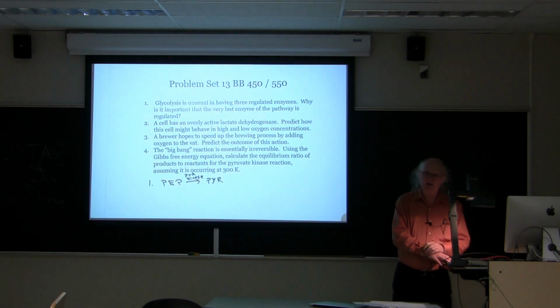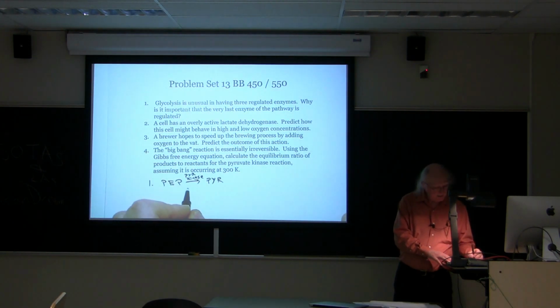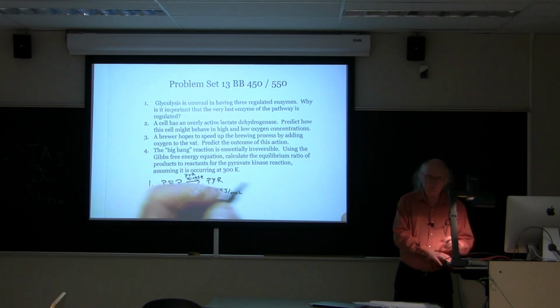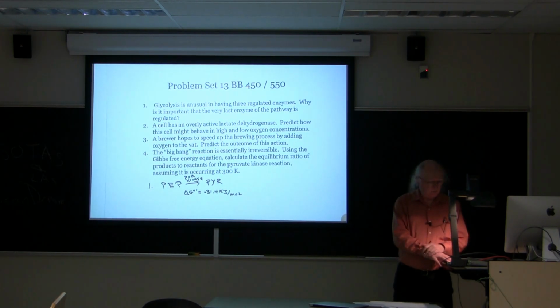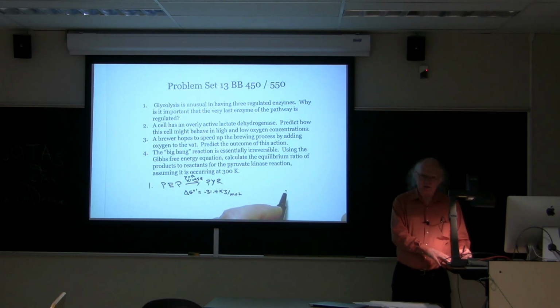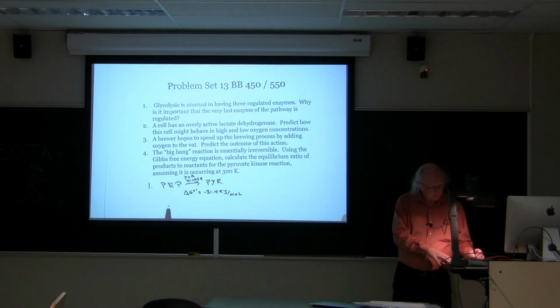Now you remember that this reaction is the reaction I called the Big Bang. And it's called the Big Bang because the delta G0 prime for this reaction is equal to minus 31.4 kilojoules per mole, meaning that at equilibrium, the reaction conditions for this will produce an enormous ratio of product divided by reactant. When cells are doing gluconeogenesis, they must do the following thing.